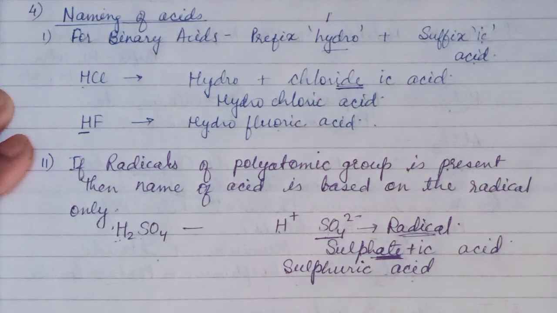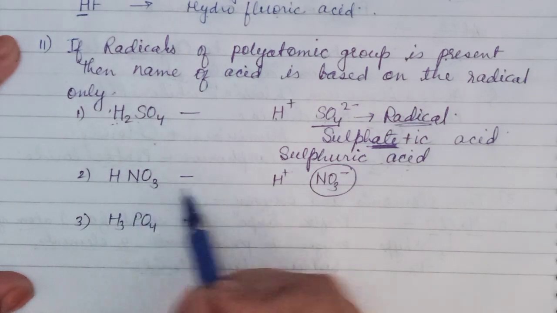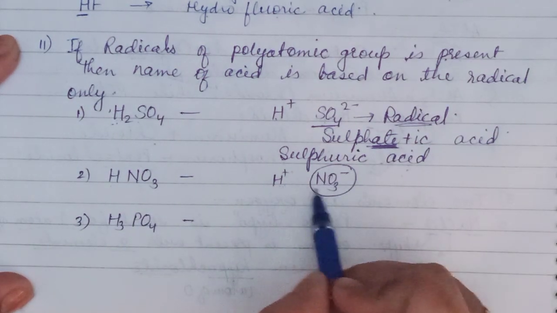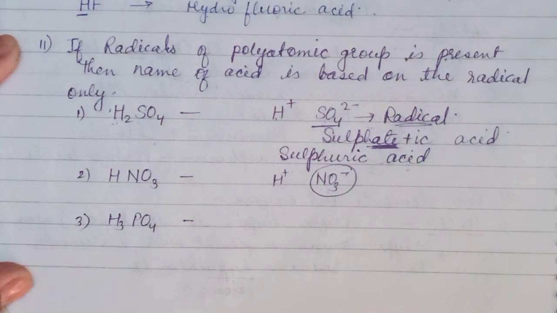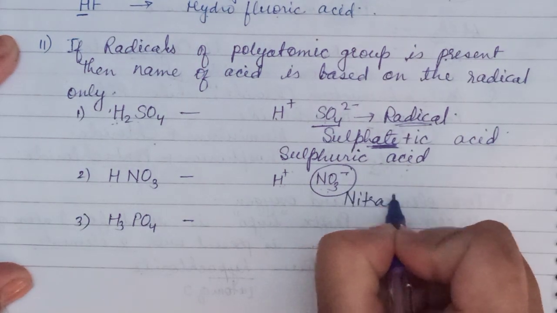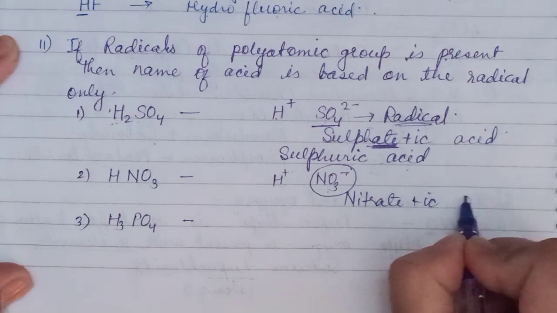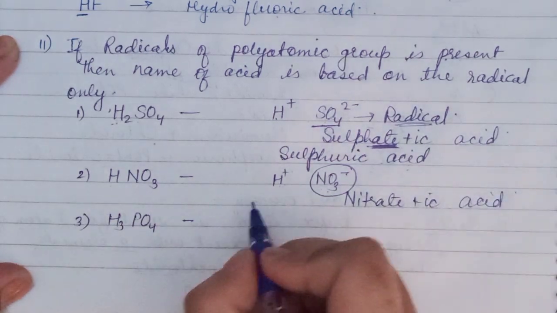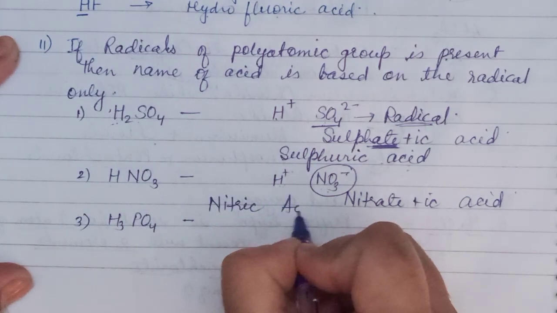Now one more example I will give you. Second example is HNO3. Here H plus and NO3 minus is present. NO3 minus is a radical of nitrate. So nitrate, you have to add ic acid, so it will be nitric acid.